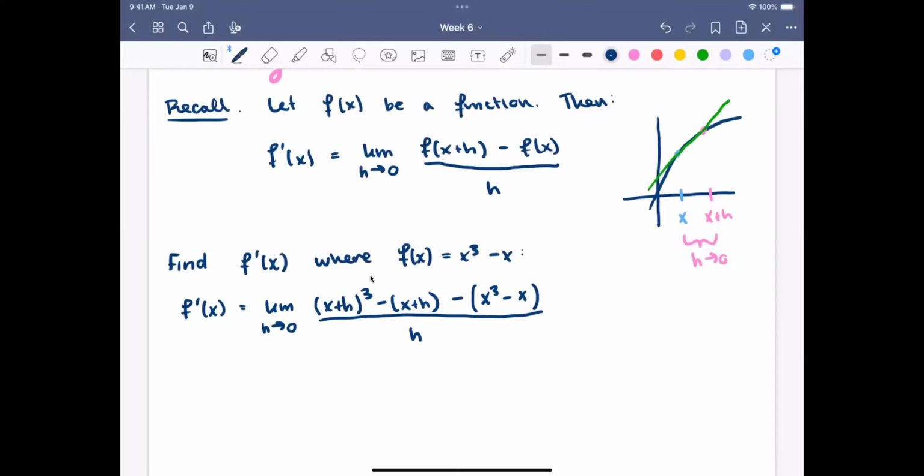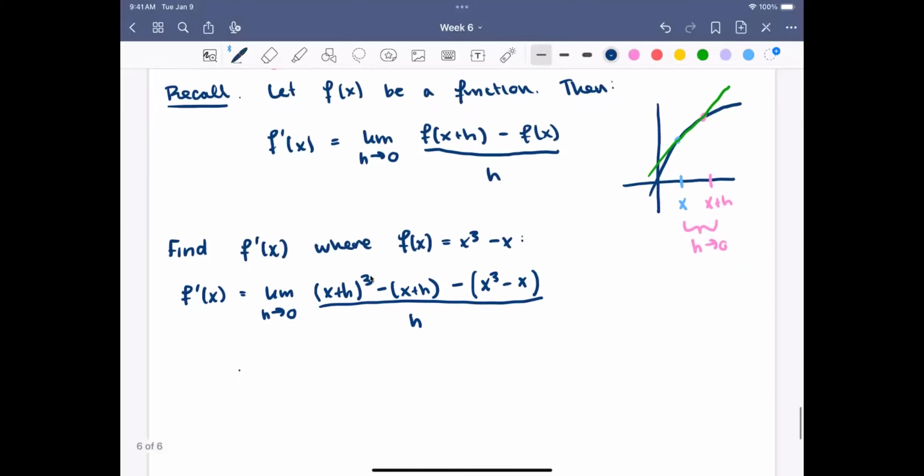Okay, now we're just going to have to expand this out, and then hope that there will be some kind of cancellation, and that will allow us to get the h out of the denominator. So let's go ahead and do that. This will be the limit as h approaches 0.